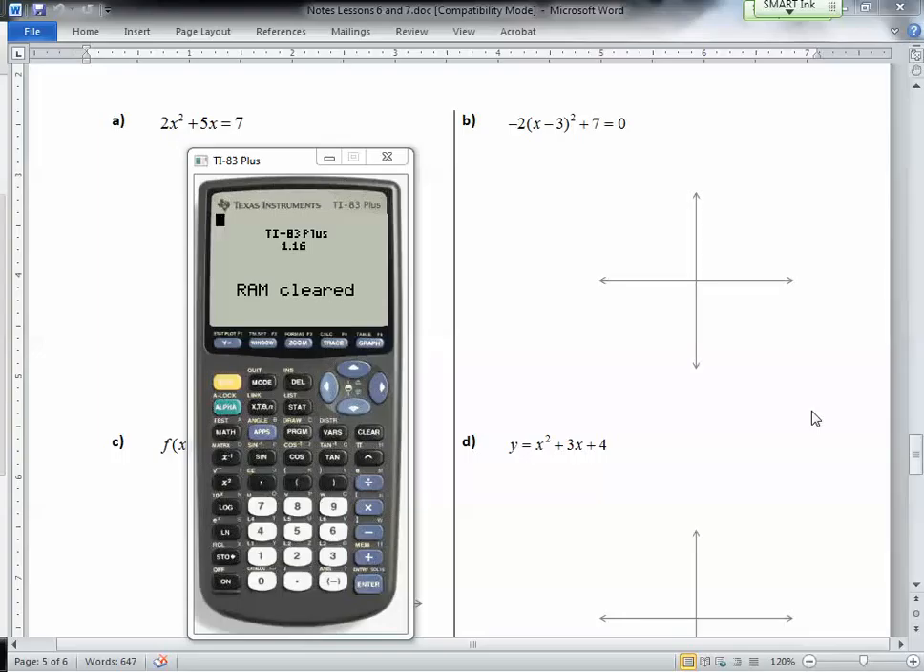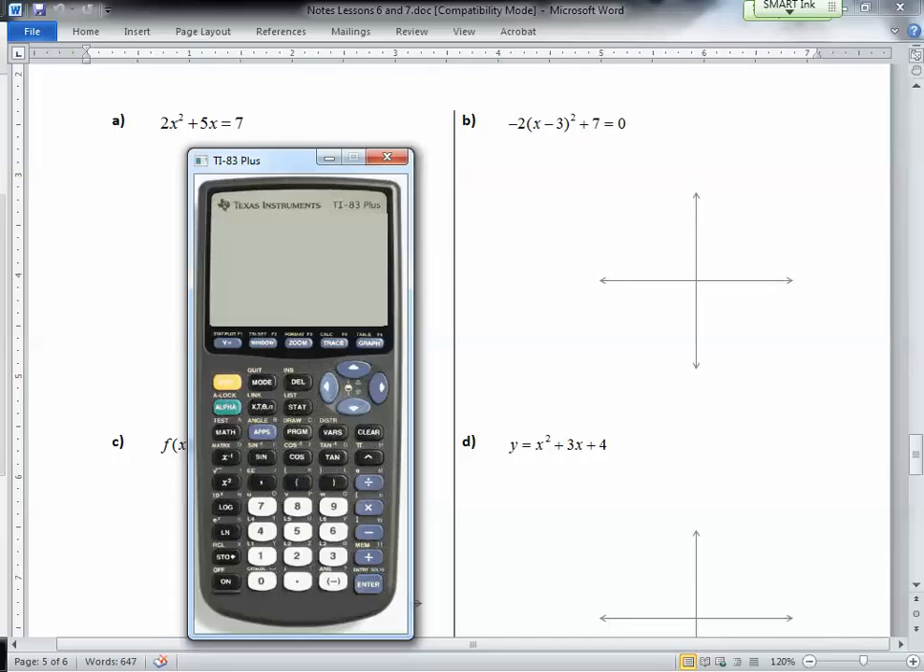Okay, so we're going to do B here. This again, it should be on page 21, solving quadratic equations by graphing. So if I look at B, it looks a little bit different to me. What form is B in? We looked at the three forms before. We have standard form, factored form, and vertex form. Which one is B in? It's actually in vertex form, okay?